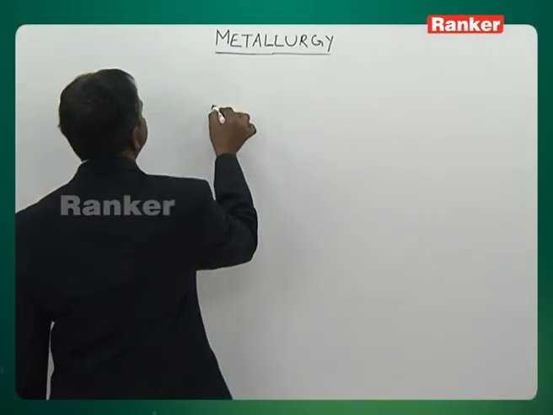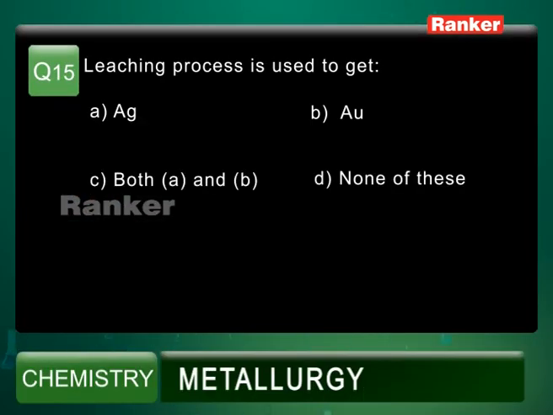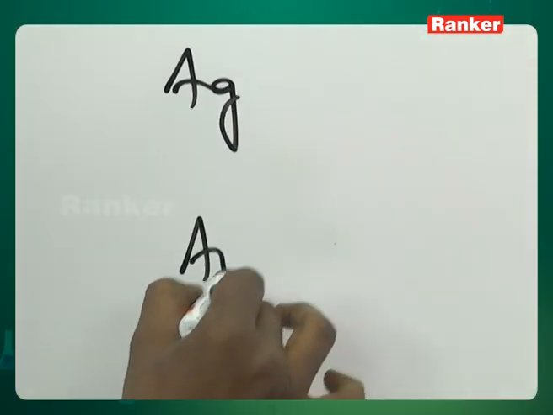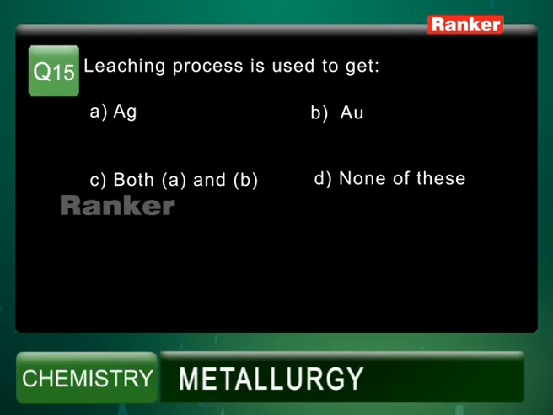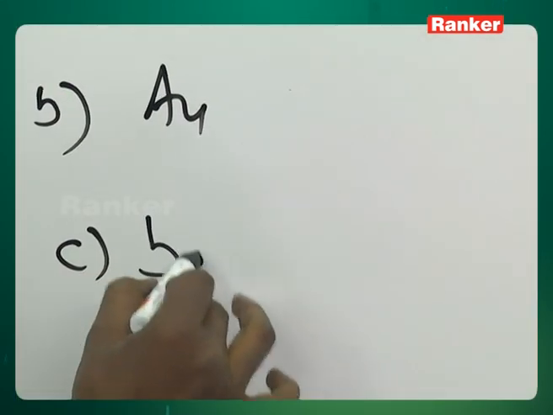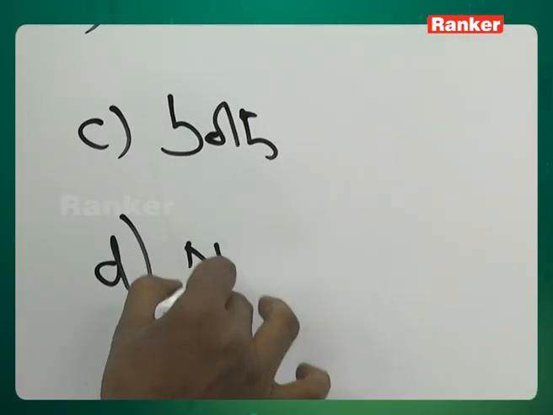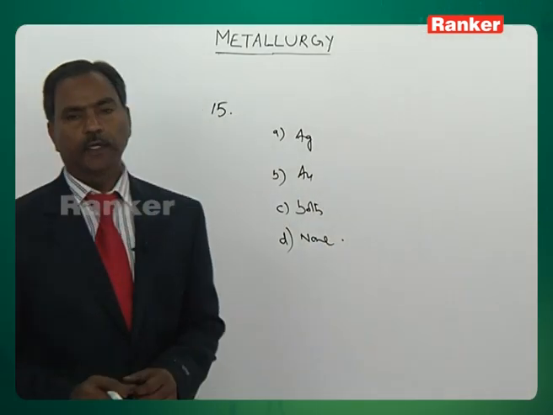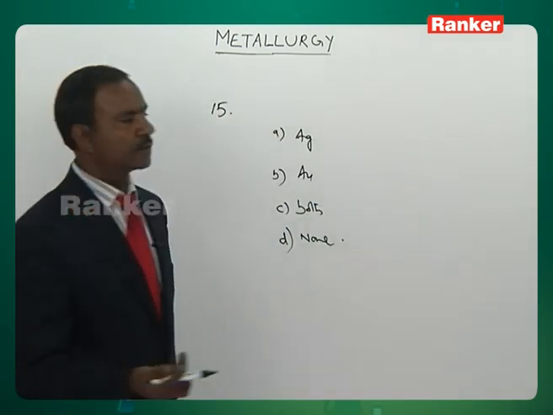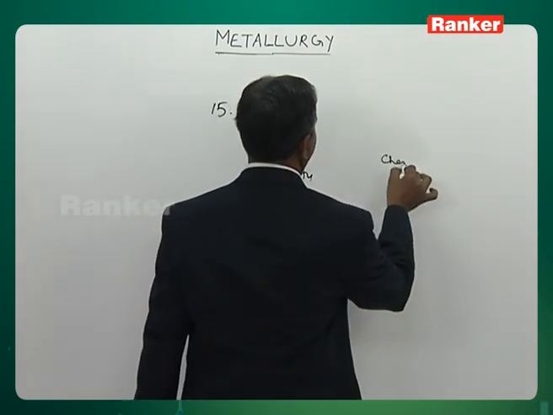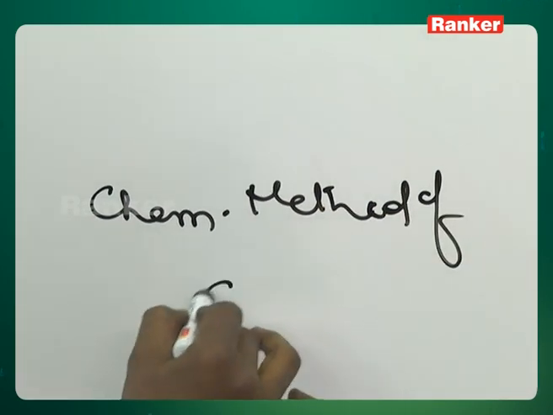Question number 15, leaching process is used to get Ag, Au, A, Ag, B, Au, C, both, D, none. Leaching process is a chemical method of concentration of the ore.